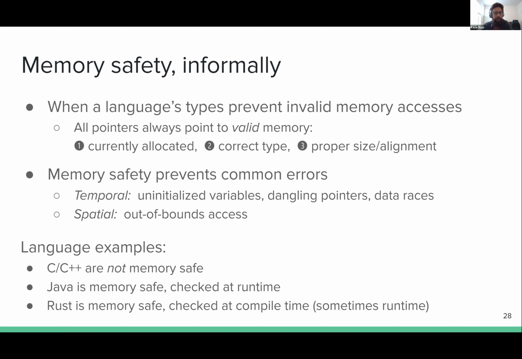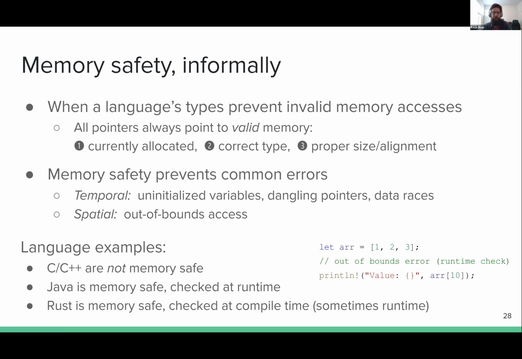Back to the language examples, C and C++ are, similarly, not memory safe. Java is memory safe. It's checked at runtime, right? Everything is allocated and managed behind the scenes with garbage collection. And Rust similarly is memory safe, assuming that you use safe code. And it's checked at compile time generally. Most things can be checked at compile time, not everything.